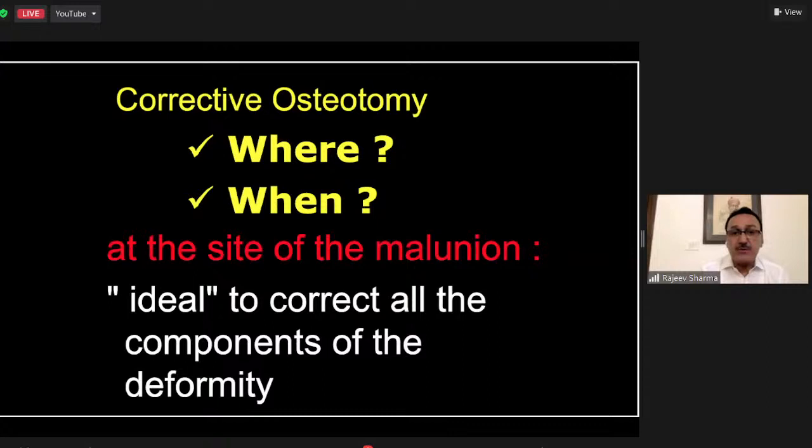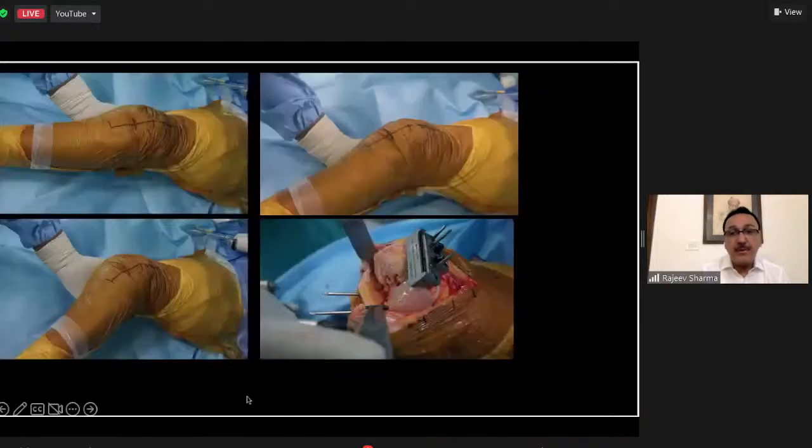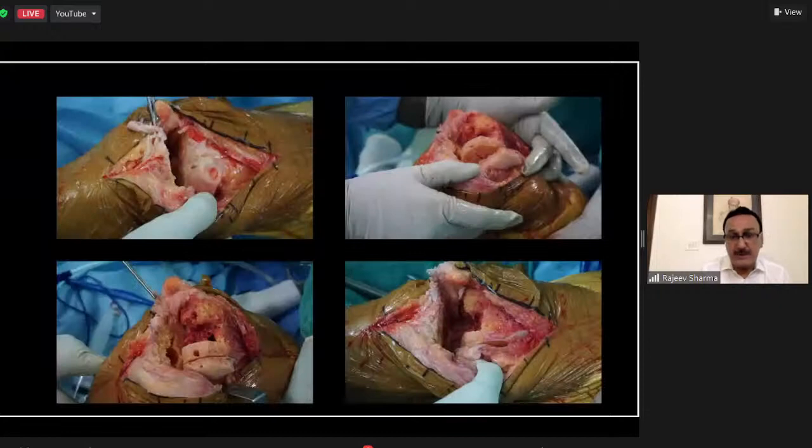Corrective osteotomy at the site of malunion, where and when possible, is the ideal thing. See this patient having the significant valgus. Ensure that you make a distal femoral cut and a tibial cut, and then if you are not able to correct it well, go for a lateral epicondylar osteotomy.